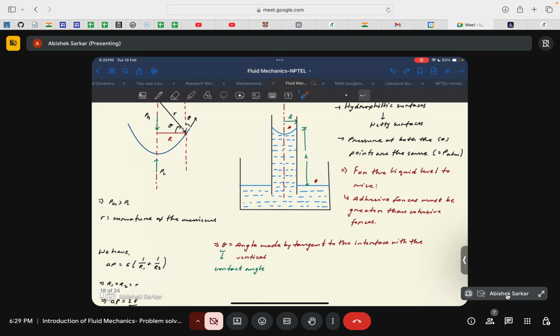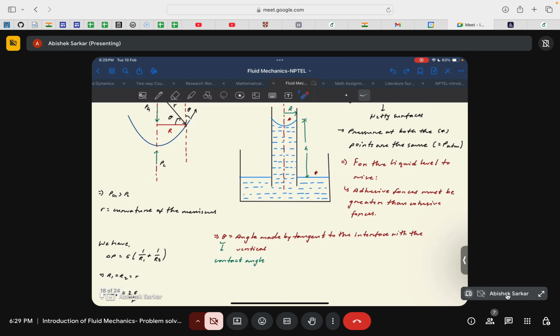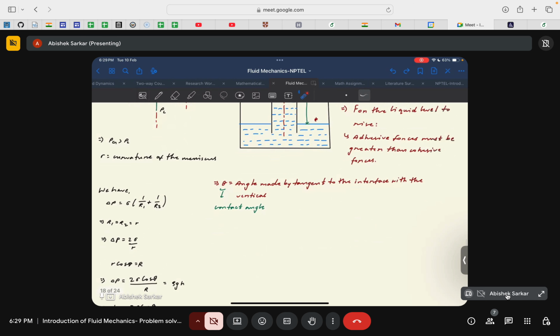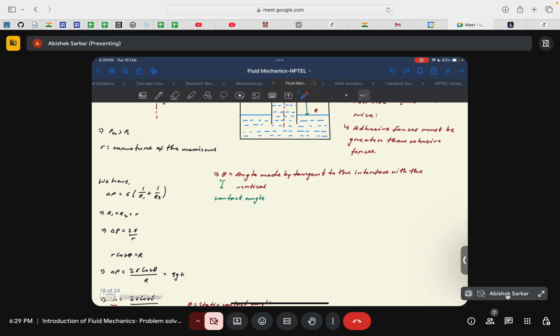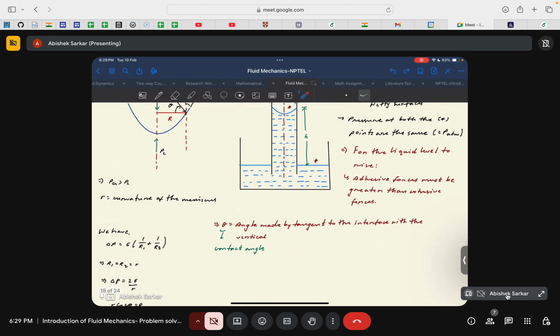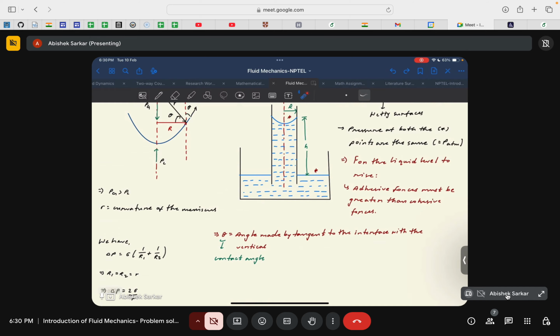So again, if we consider it to be a cylindrical shaped capillary tube, then the radii of curvature R1 and R2 would be the same, because it will generate a hemispherically shaped interface. So R1 will be equal to R2, which is small r in this particular case. So we'll have delta P as 2 sigma by r, similar to the case of the spherical droplet, because there's only one interface in this case, the liquid and gaseous interface.